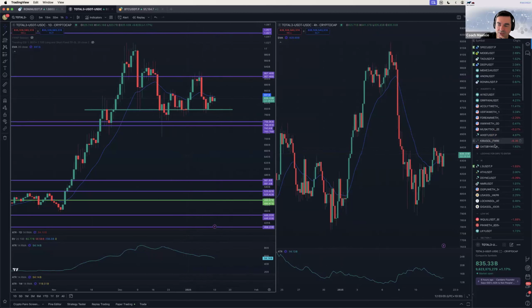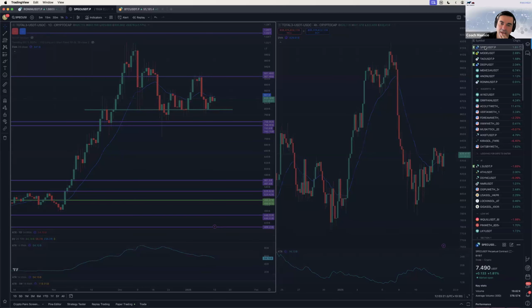But some of them are going to be sustainable and some of them are going to be pretty crappy. So these plays are going to be very risky, but I'm still looking to get a position on some of these ones here longer term, right? For my spot. So let's talk about Spec.